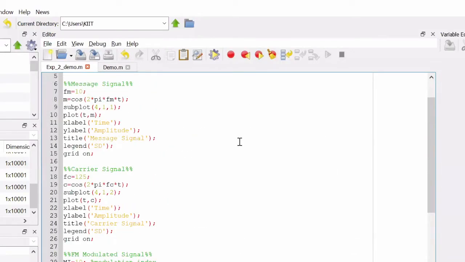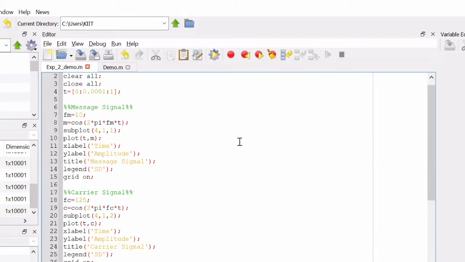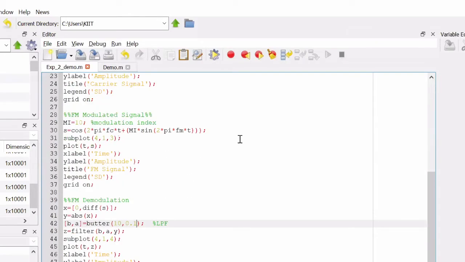So, I am just concentrating. I am not showing you the first two parts, message and carrier, but at least the last two parts I am showing so that you will have a good idea.